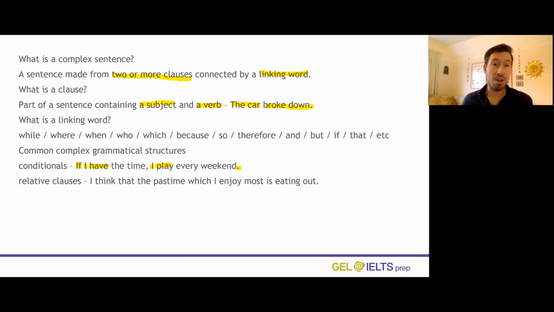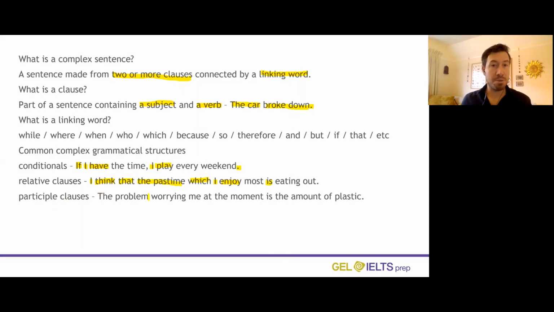Relative clauses are also complex sentences. So you've got one clause here, I think. There's the one subject, I think is a verb. And then the past time is, that's another subject and another verb. So that's two clauses. And then we can see you've got a subject here and a verb. So that's another clause there. So you've got three clauses. And you've actually got two linking words. You've got the linking word that, and then you've got the relative clause linking word, which is which. So three clauses in there. So again, that's a complex sentence.